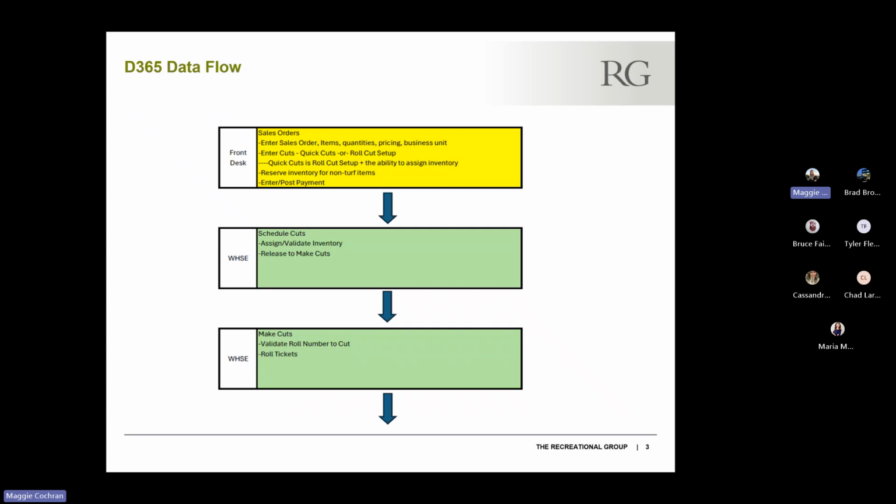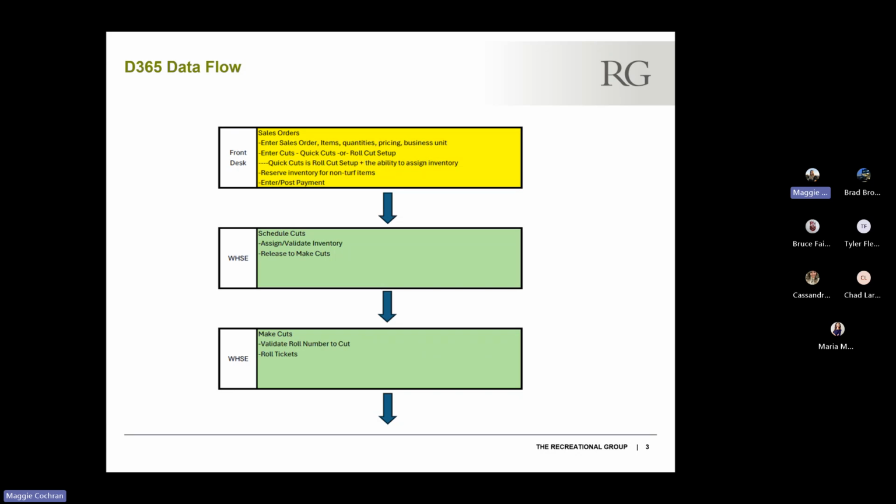So you can unassign the inventory they did, apply the 2 rolls, and cut them off from 2 different rolls. You will be completely in charge of what inventory, and that's the main function of schedule cuts, what inventory is assigned to that roll cut and order. Okay? Once you've got the inventory assigned to it, there is a button called Release to Make Cuts.